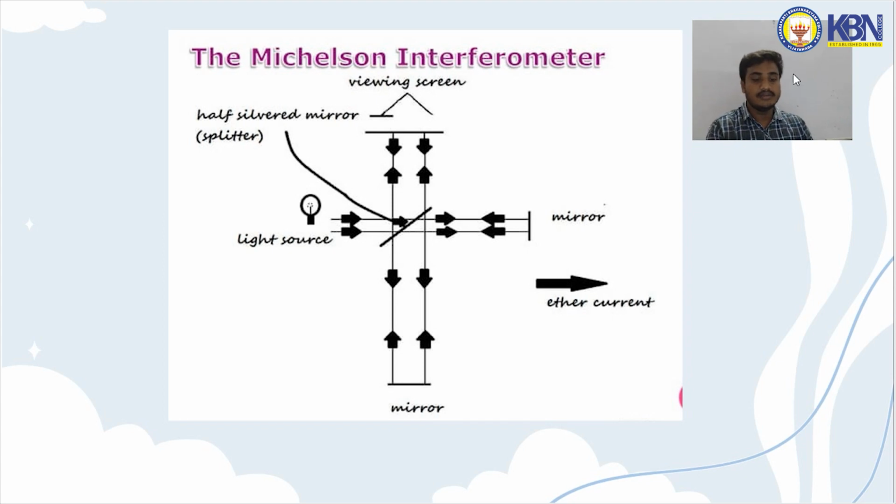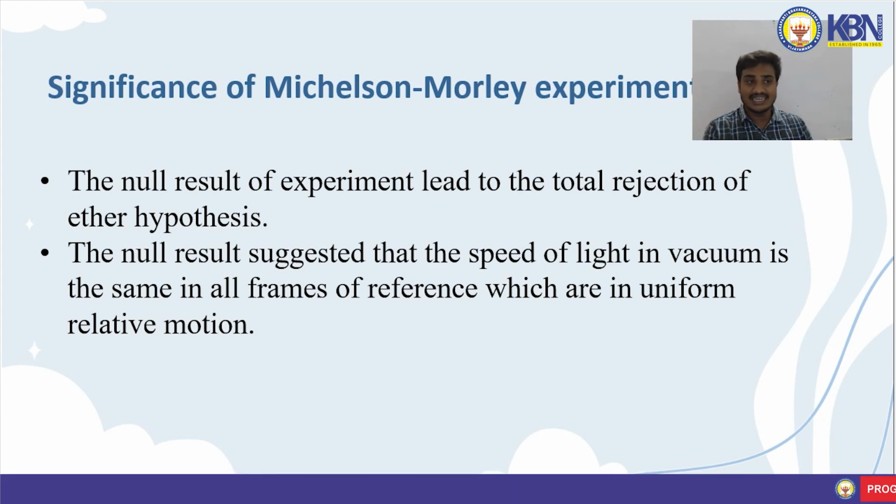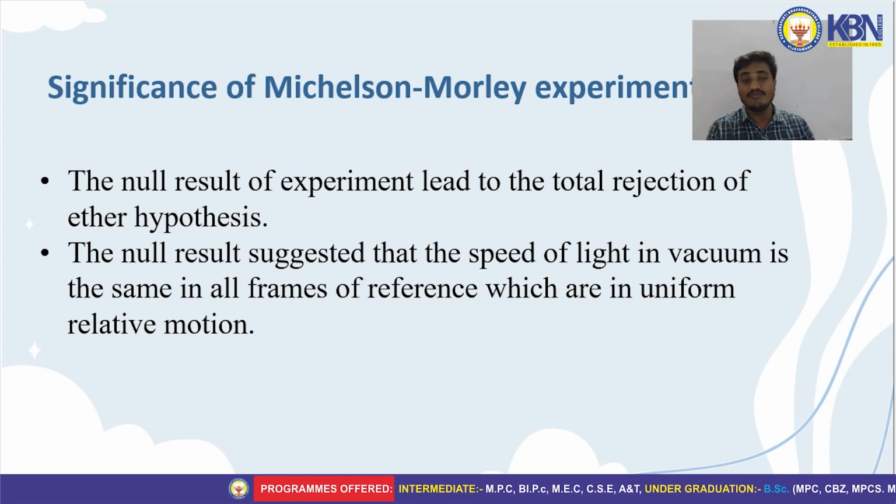Now coming to the significance of the Michelson-Morley experiment. The null result of the experiment led to the total rejection of the ether hypothesis. The second significance is that the null result suggested that the speed of light in vacuum is the same in all frames of reference which are in uniform relative motion. These are the two conclusions we can draw from the Michelson-Morley experiment.